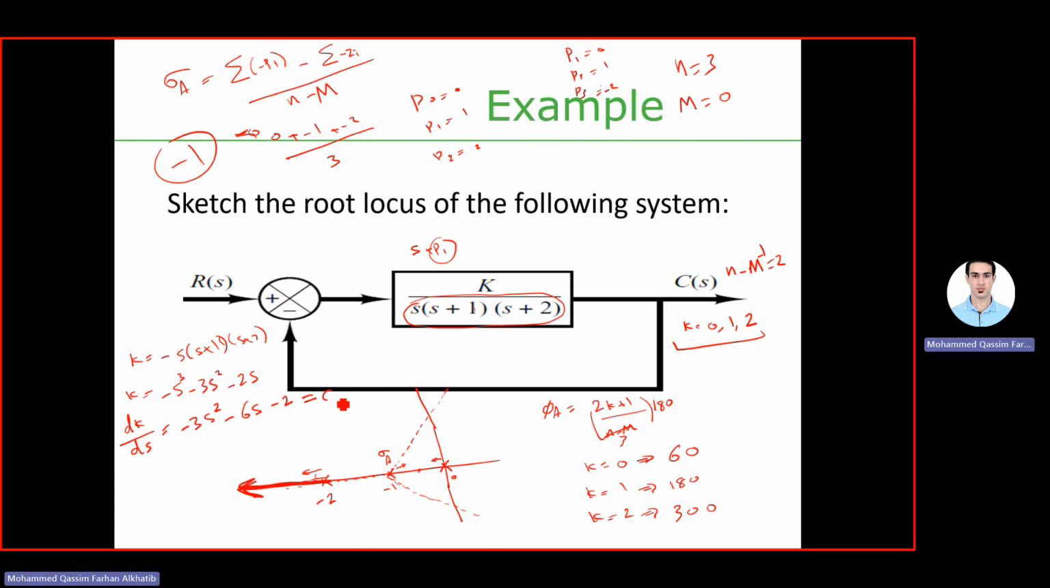And this one you set to 0. So what will be the values of S that will satisfy this formula? So I have S equal negative 0.422. Give me 3 decimal points. So that's s1, and s2 equals negative 1.57.